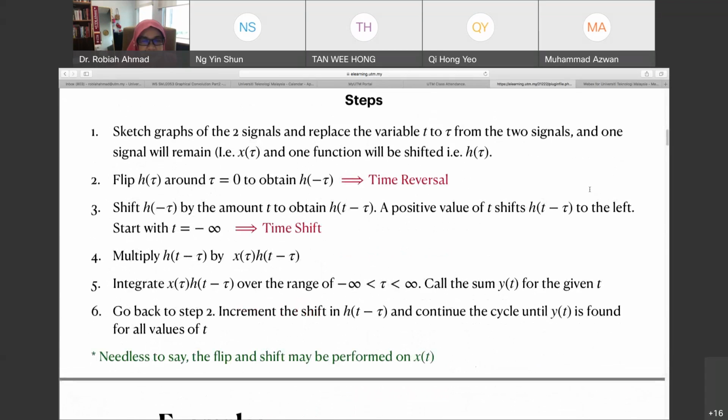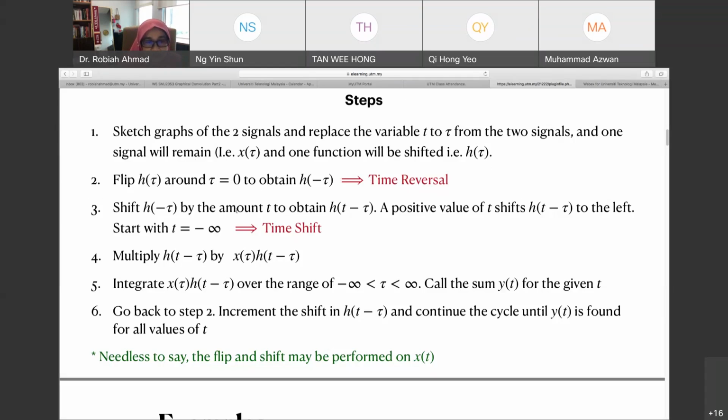Okay, so let us recap the steps. First, sketch the graphs of the two signals and replace the variable t with tau in the two signals, and one signal will remain. If you choose x(tau) to remain, it will be static there, and one function will be reversed and shifted. If we choose h, first we have to do the time reversal, so h(tau) will turn into h(minus tau), which we learned in our time transformations topic. It is called time reversal. And then we shift that by an amount of t.